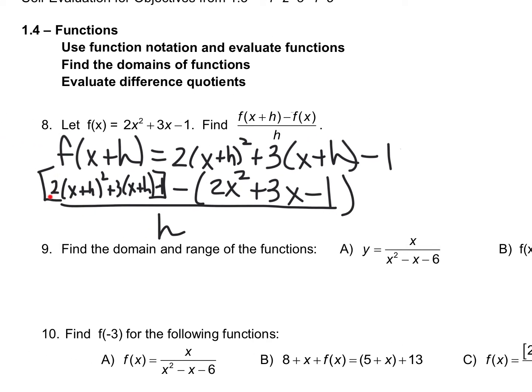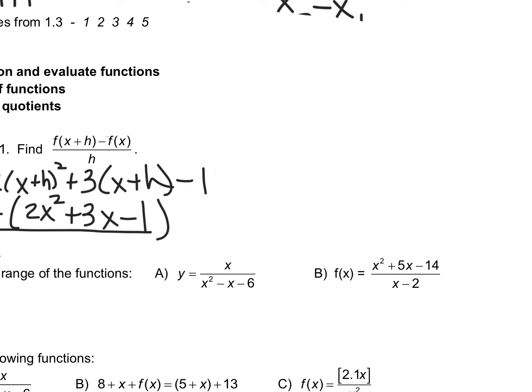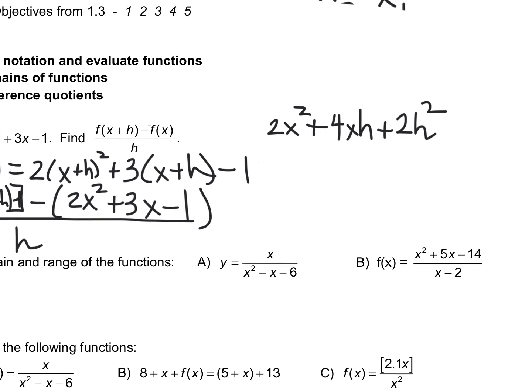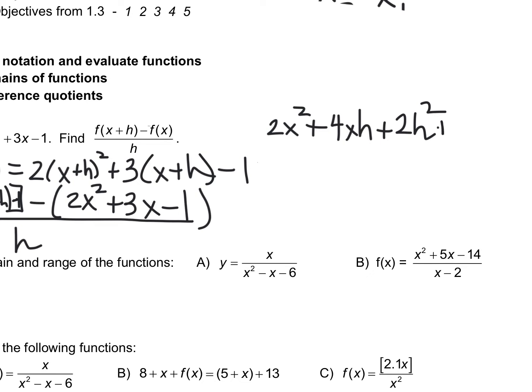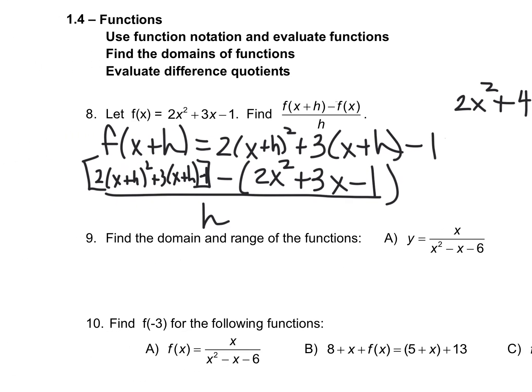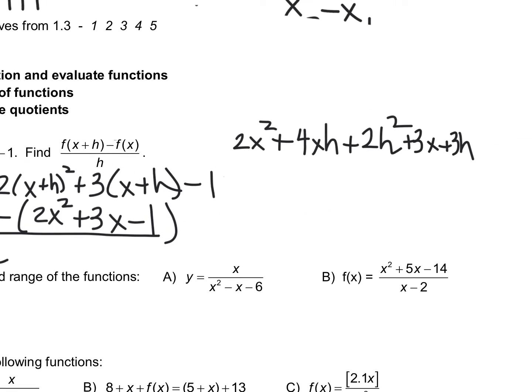But we also have the 2 out front. So we're going to multiply that by 2 as well. So we have 2x squared plus, remember the middle term was 2xh, and we're multiplying it by 2, so that's 4xh, plus the last term is h squared, which was multiplied by 2, which is 2h squared. Then we have a plus 3x, distribute the 3 in, so we have a 3x plus 3h. Then we have the -1.